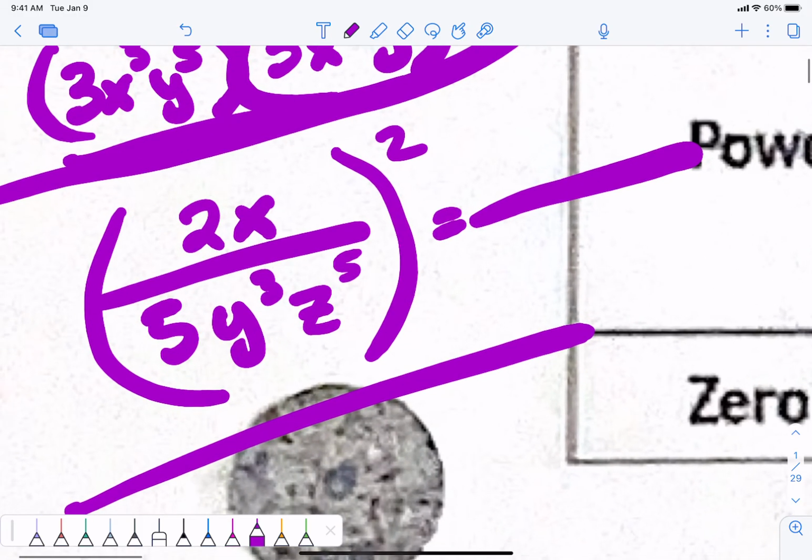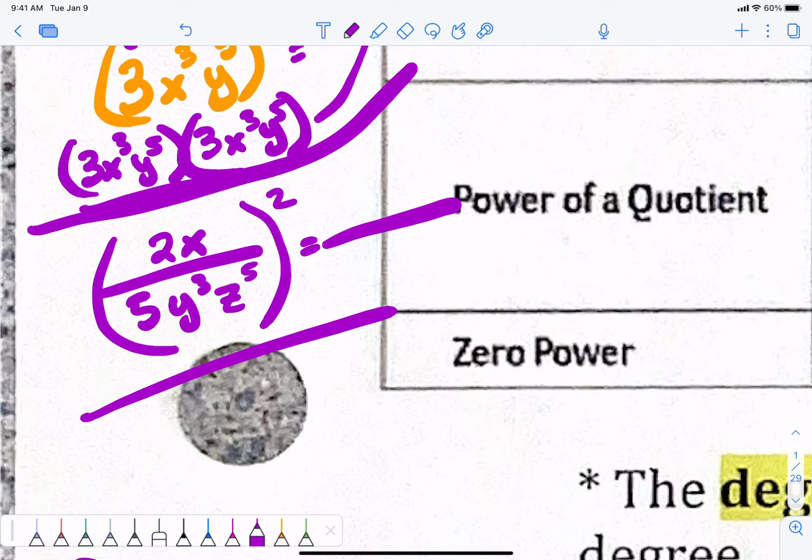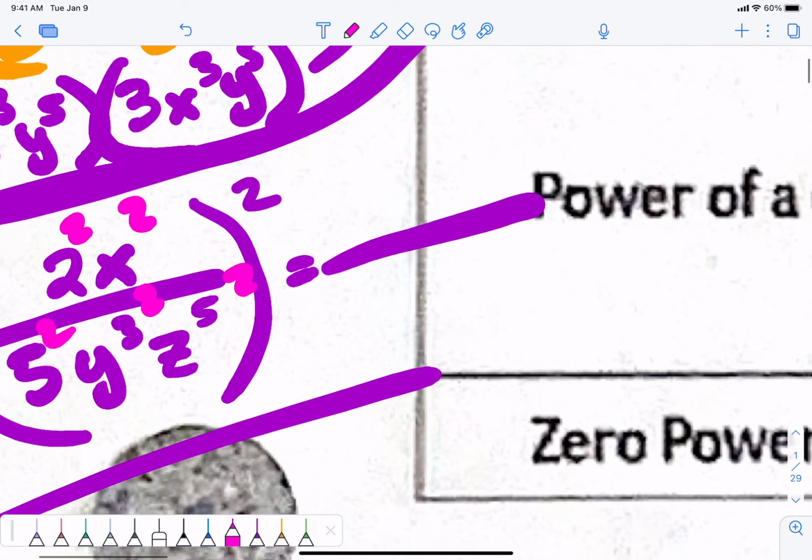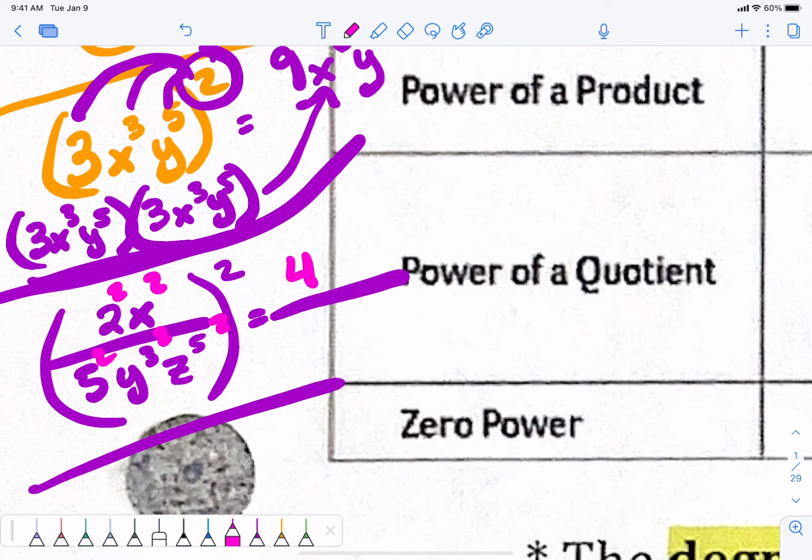Alright, so let's go ahead and simplify this. 2x over that stuff squared. We're squaring everything. Everything gets squared. 2 squared on the top is 4. X squared just stays x squared, that's x to the first power to start with, okay? 5 squared on the bottom is 25. Y to the third power squared is y to the 6th. Z to the 5th squared is z to the 10th. You're multiplying the exponents. Okay? That's the power of a quotient.